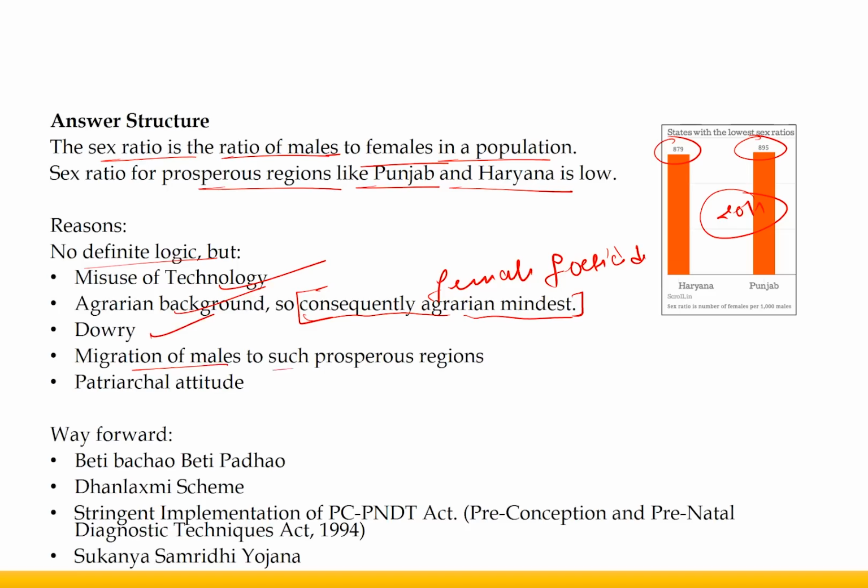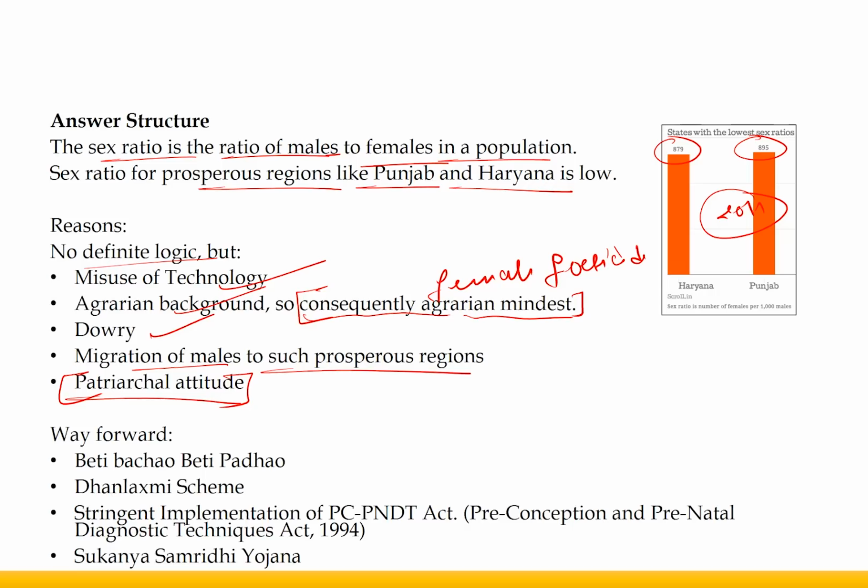Migration of males to such prosperous regions. This is also an indirect reason, because certain males migrate to these regions, so if you calculate the overall sex ratio, it becomes low because males are coming from other regions as well. And patriarchal attitude. Again, this is a feature of Indian society in general. So there are four or five reasons which you can mention.